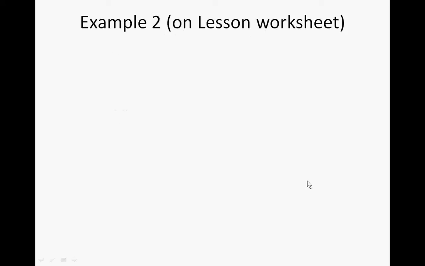All right, so let's take a look at example 2, and we're going to do this on the lesson worksheet. This time we're going to walk through it a little bit ahead of time instead of having you complete it and then checking your answer.